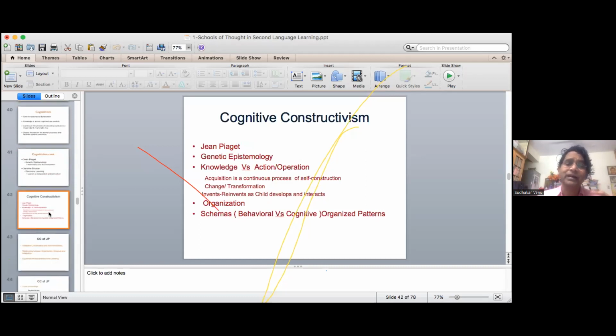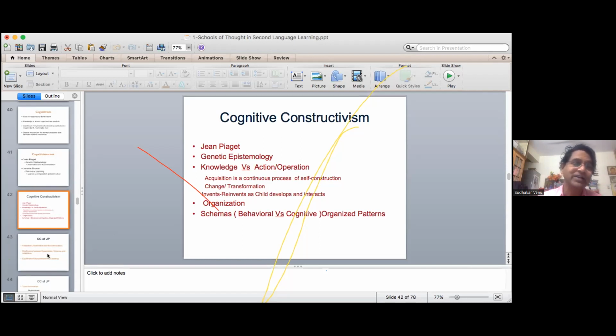Because for them, language acquisition is a continuous process of self-construction. And the child tries to invent and reinvent always, interacts and organizes. The schema. What is a schema? Schema is a cognitive framework which a child formulates over a period of time. And how new information gets assimilated into that cognitive schema, and how the cognitive schema gets adapted to a new environment. This is a wonderful explanation by Jean Piaget to understand language learning.